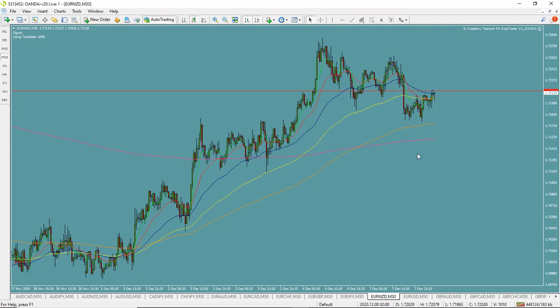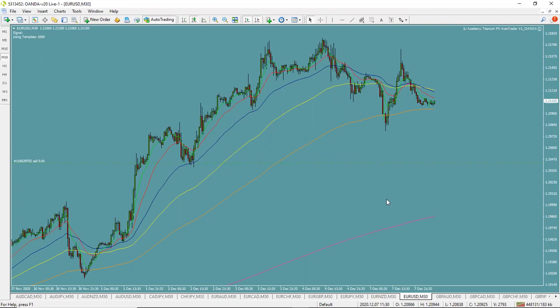It's a little close to my 720, I know. So I have to be careful here. I'd be careful. I'd break it even with a few pips on board and then just let it run. If it decides to turn against us and hits a stop loss, oh well, we got a few pips out of it. We're done, right?